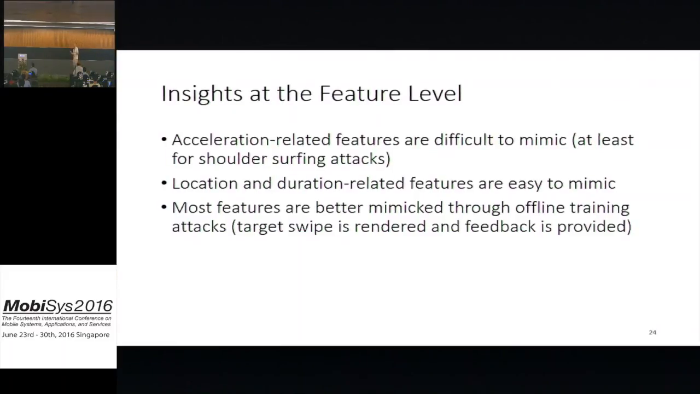So we're not doing that at all. We give feedback only for easy to understand features. So we don't know what features are difficult to mimic for offline training attacks. What we do know is that location and duration related features are very easy to mimic. In general, it is much easier to mimic features with the help of the offline training attack, because there you get feedback.